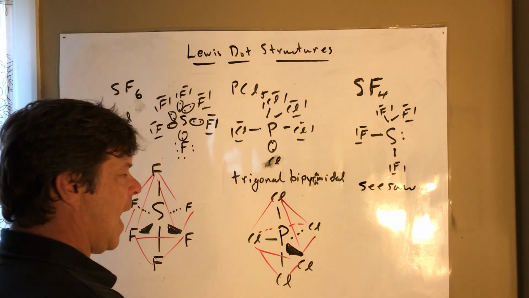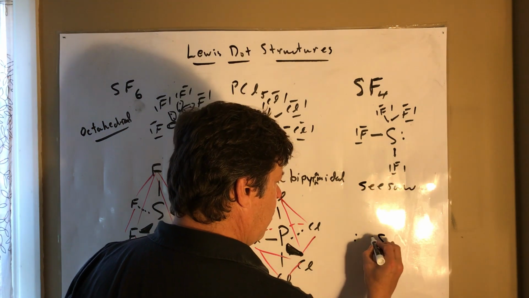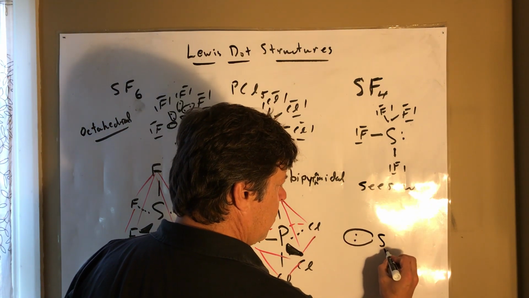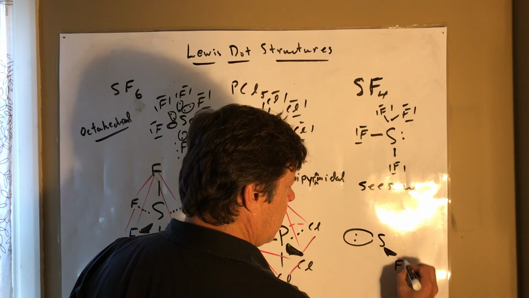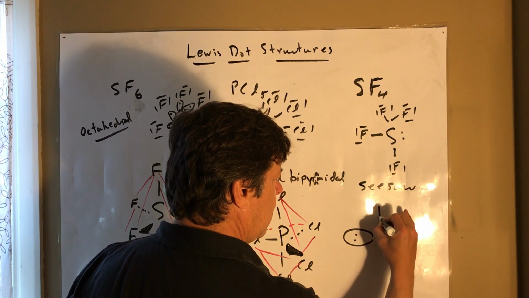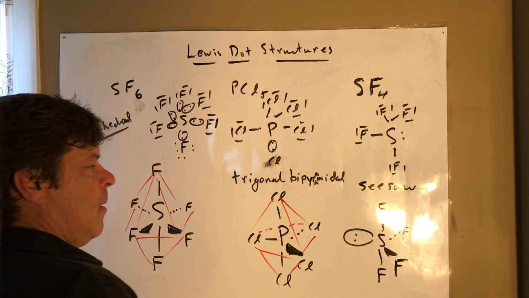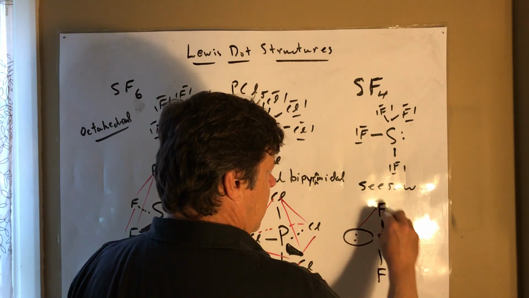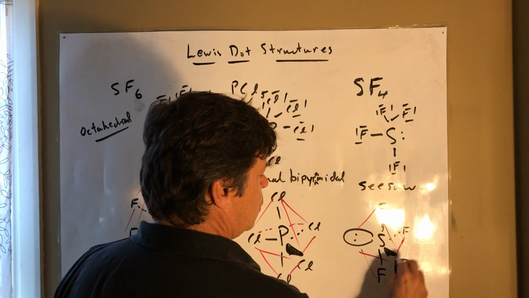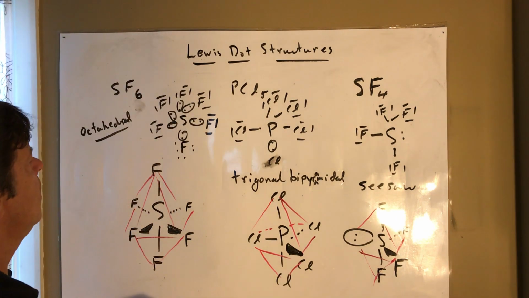And the way we draw that would be, let's do this. Let's put sulfur. Let's put the lone pair here, okay? Put a fluorine here. Fluorine here. Fluorine here. Fluorine here. And let's draw these things. That looks okay, huh? Yeah, so, all right.